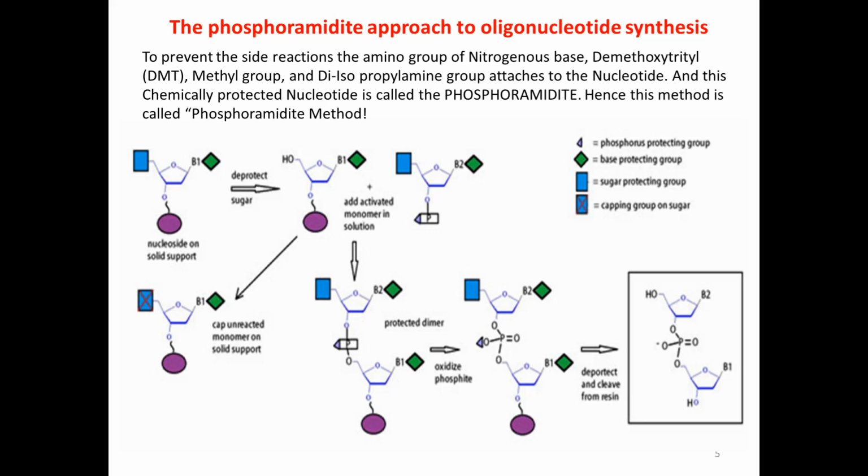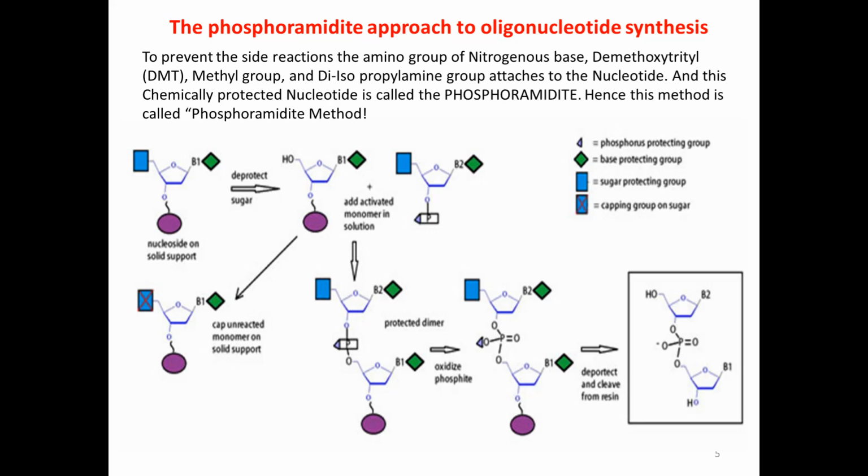This bond is a phosphodiester bond. To prevent side reactions, the amino groups of nitrogenous bases are protected. Dimethoxytrityl, methyl groups, and diisopropylamine groups are used. These are called protecting groups, which are used to prevent the sugar from unwanted reactions.